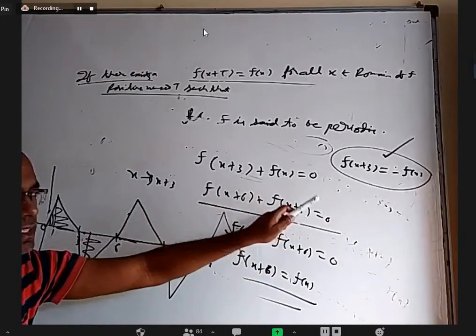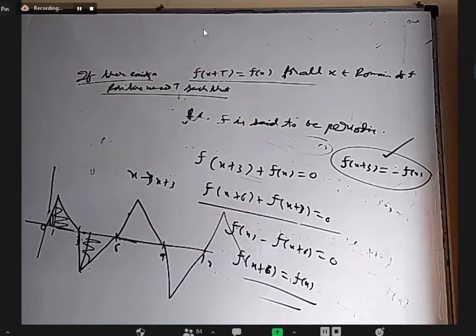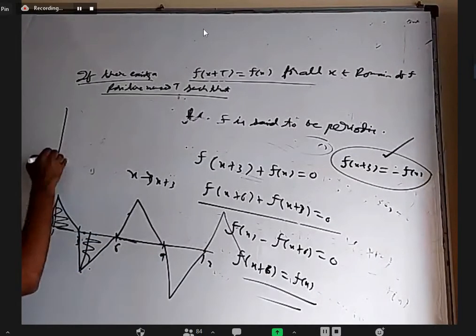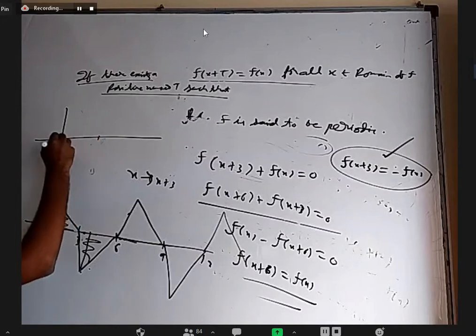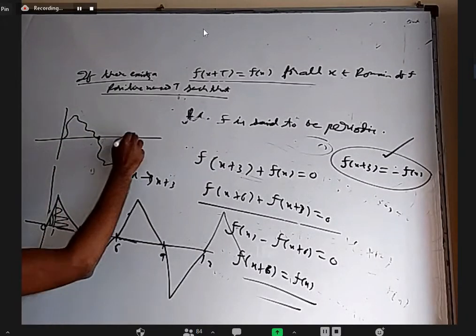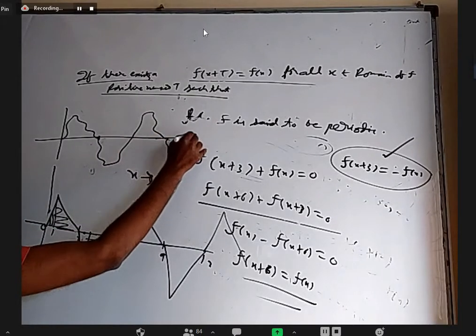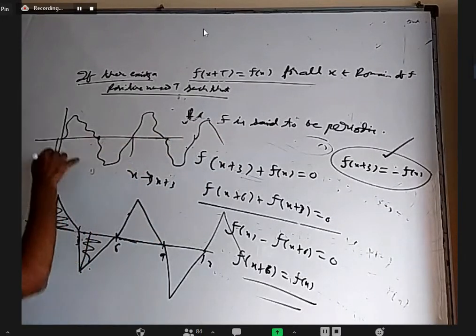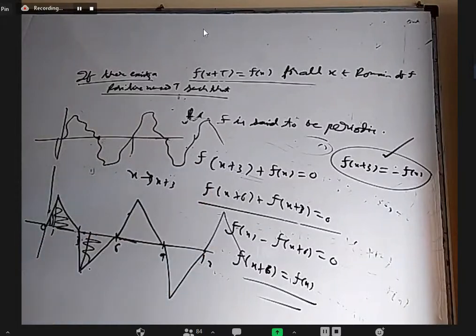What does f of x plus 3 equal to minus f of x mean? This is what is happening. If you change the shape between 0 to 3, the whole thing will change. For example, between 0 to 3, if it is like this, between 3 to 6, it will be like this. Between 6 to 9, it will be like this. Again, it will be like this. Again, whatever is between 0 to 6, the same thing is repeating.